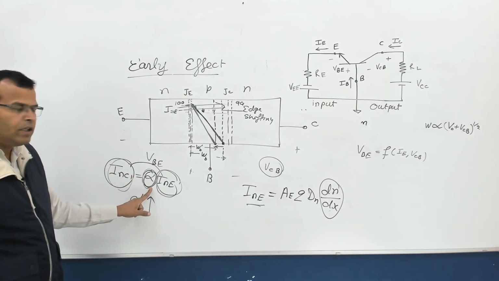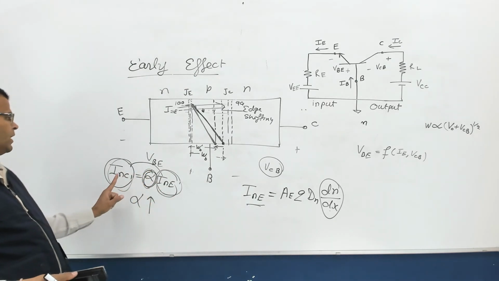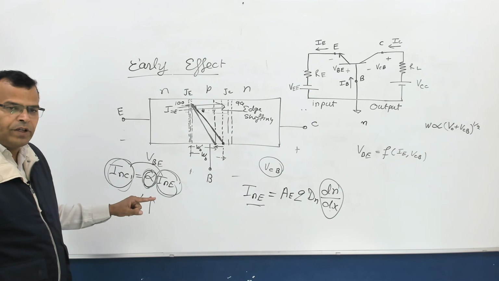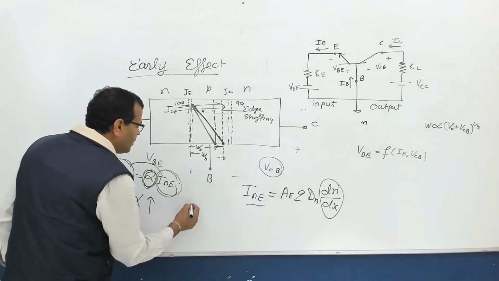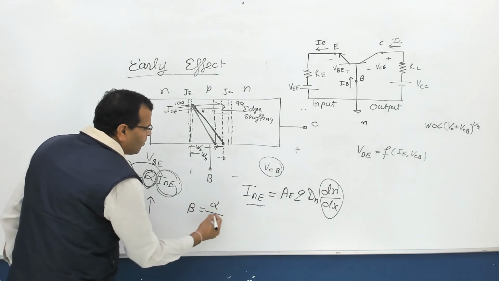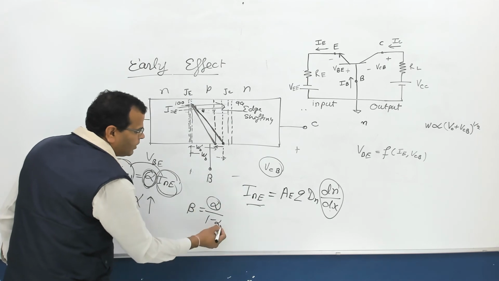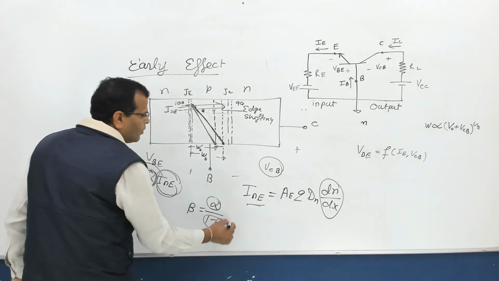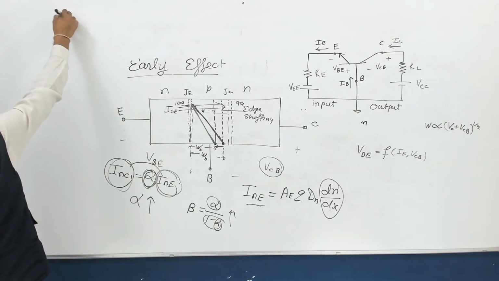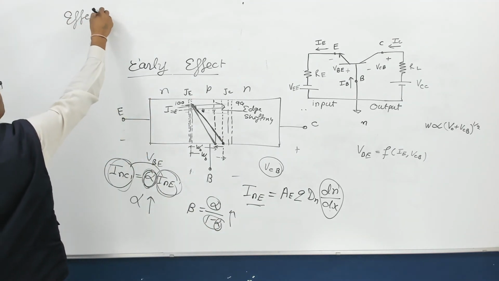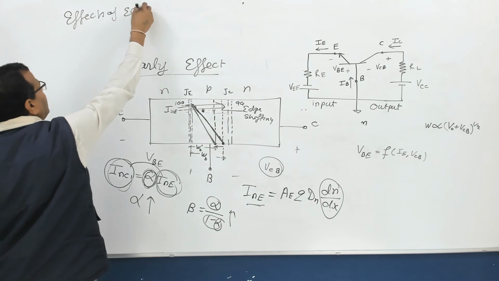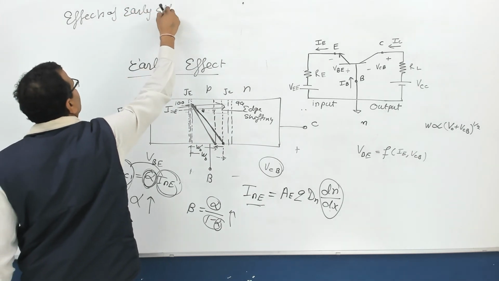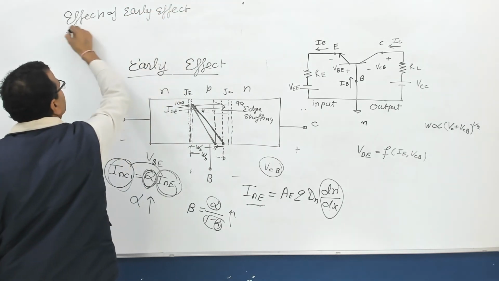Now, what are the effects? Alpha is increasing, I_NE is increasing, I_NC is increasing, and you know what is beta? Beta is alpha upon 1 minus alpha. If alpha is increasing, this is increasing, this is decreasing. If this is decreasing, this will increase. So beta is also increasing. So effects of early effect, or you can say consequences.